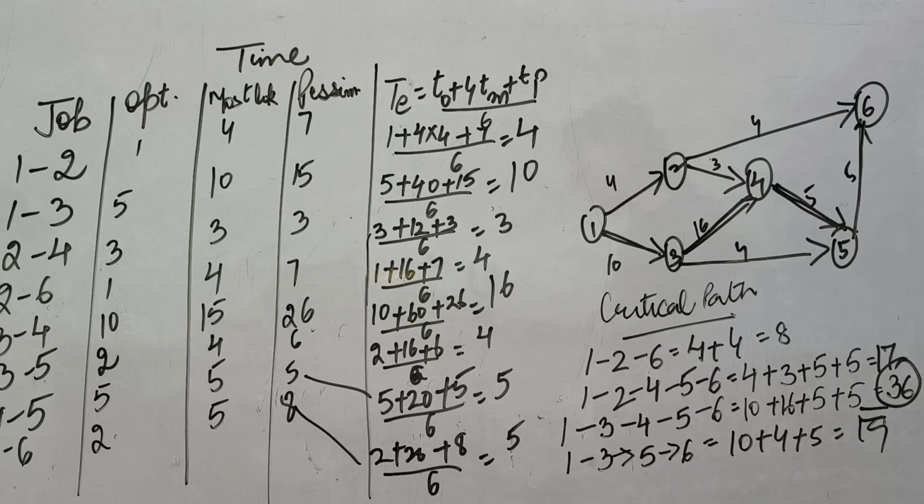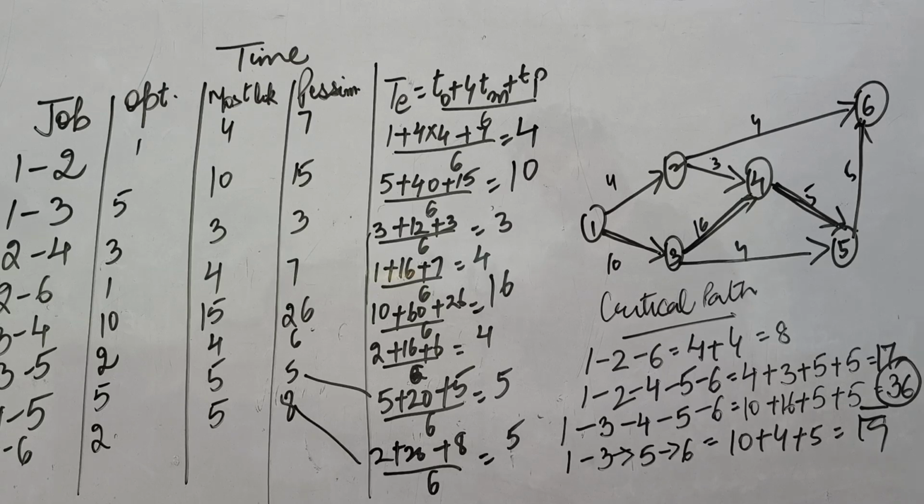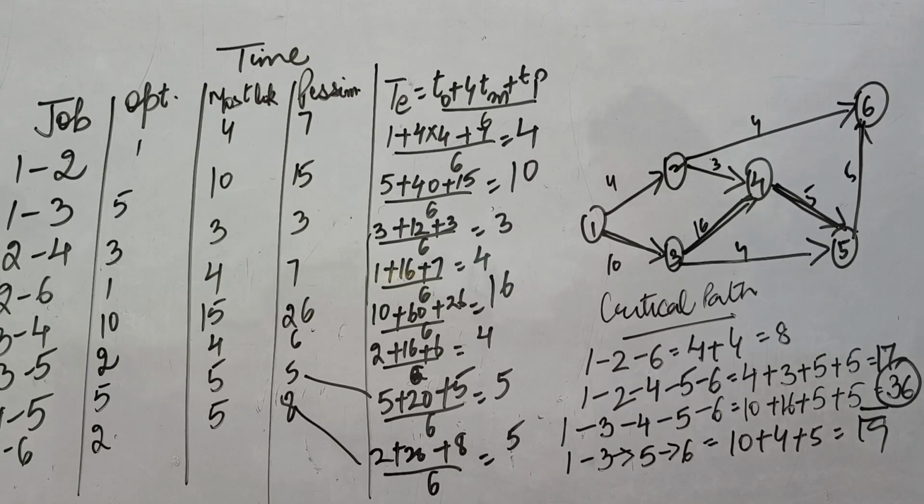Another point that has been asked in the question is find the probability that project will be completed in 41 days. So here we need to apply the concept of probability because we have to calculate the probability that project will be completed in 41 days. One thing you have to remember here is your critical path has shown you that project will be completed in 36 days, but now we find the probability that project will be completed in 41 days.